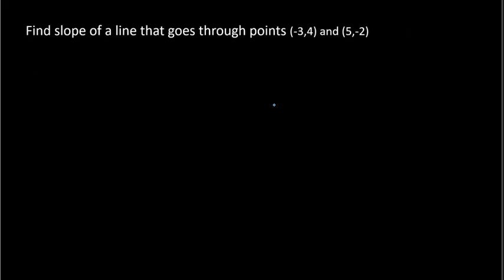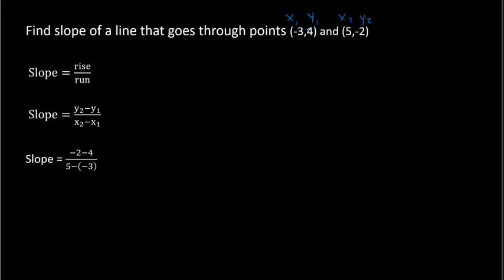Here's another example. Find the slope of the line that goes through these 2 points. So again, we have slope equals rise over run, which is y2 minus y1 over x2 minus x1. So if we let this be point 1 and then point 2, this would be x1 and y1 and x2 and y2. And then we just plug into the formula. Negative 2 minus 4 over 5 minus negative 3. So that gives me negative 6 over positive 8, which can reduce to get negative 3 over 4.